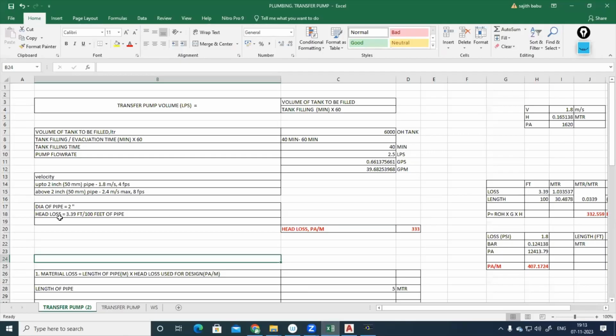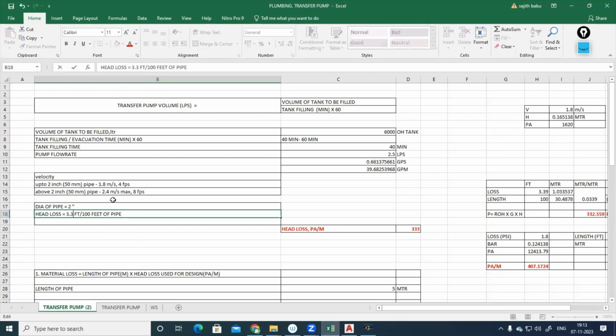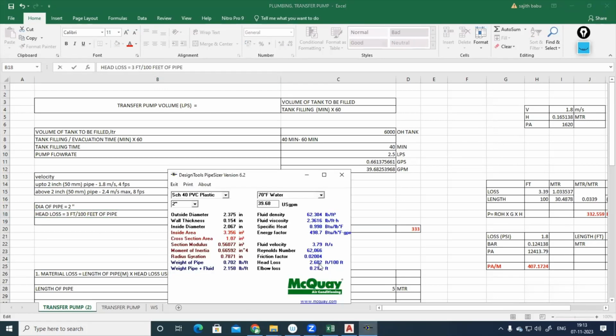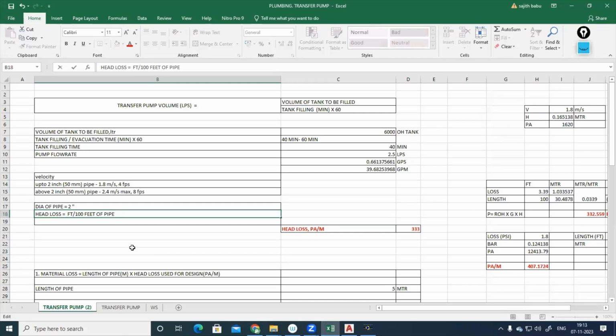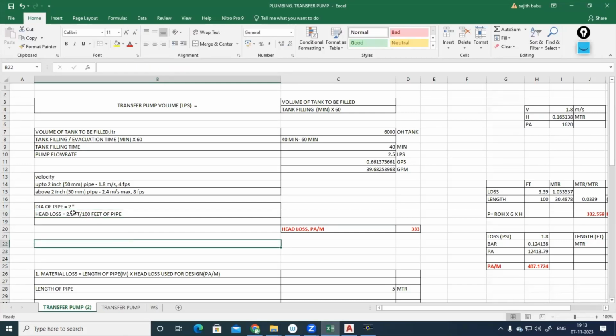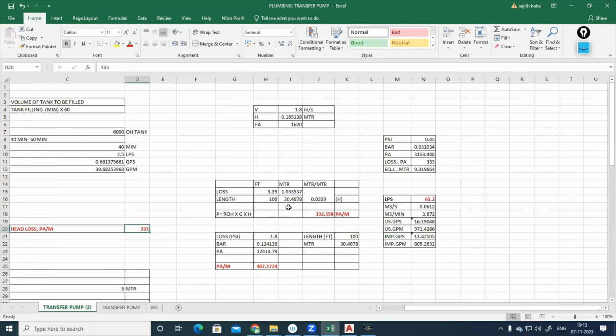So that's why here we are getting 2.6. That we should take. Head loss will be 2.6 feet per 100 feet. To convert into Pascal per meter, multiply feet per 100 feet by 100. So 2.6 feet per 100 feet is nearly 260 Pascal per meter, but that is an approximate value only. Accurately, we can find it.